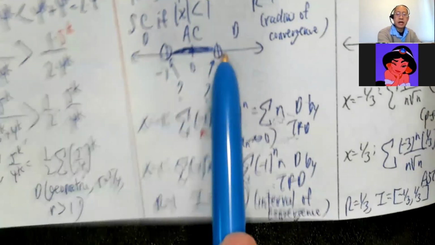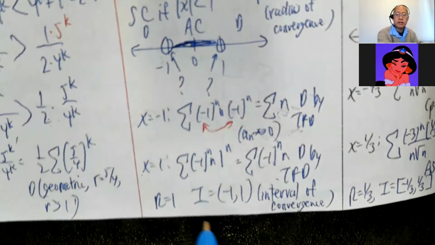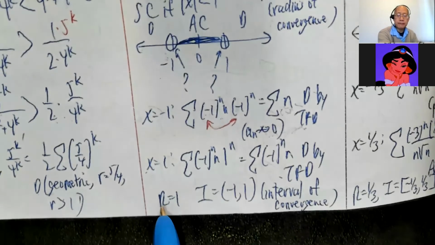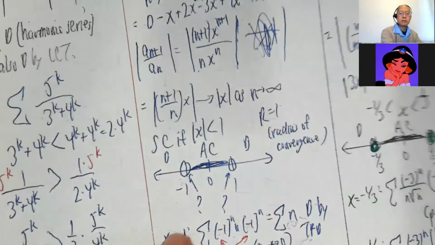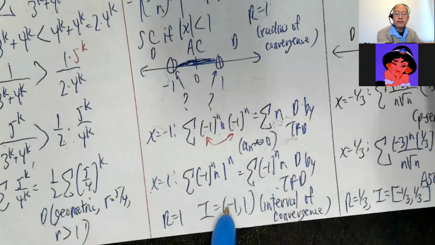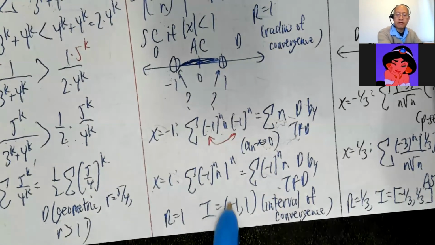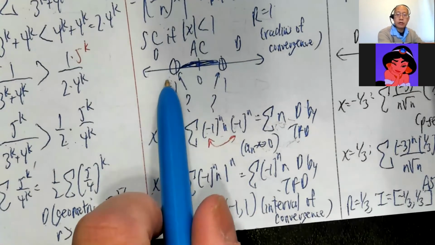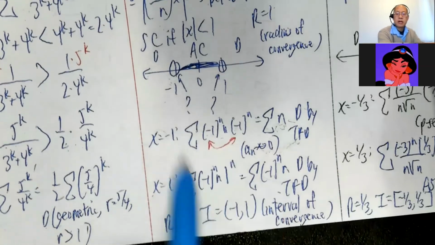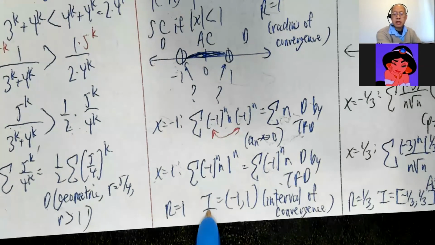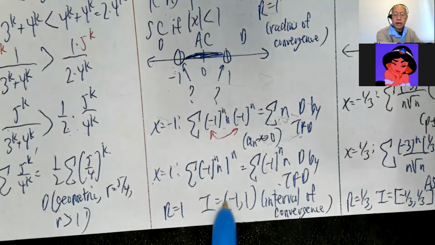All right, so in this particular case, they both stay open. So final answer, R is 1, radius of convergence. I start at 0, I go left and right 1 unit, and the interval of convergence is parenthesis -1, 1. So I don't include -1, I don't include 1. Right, so the series will converge for -1, 1.